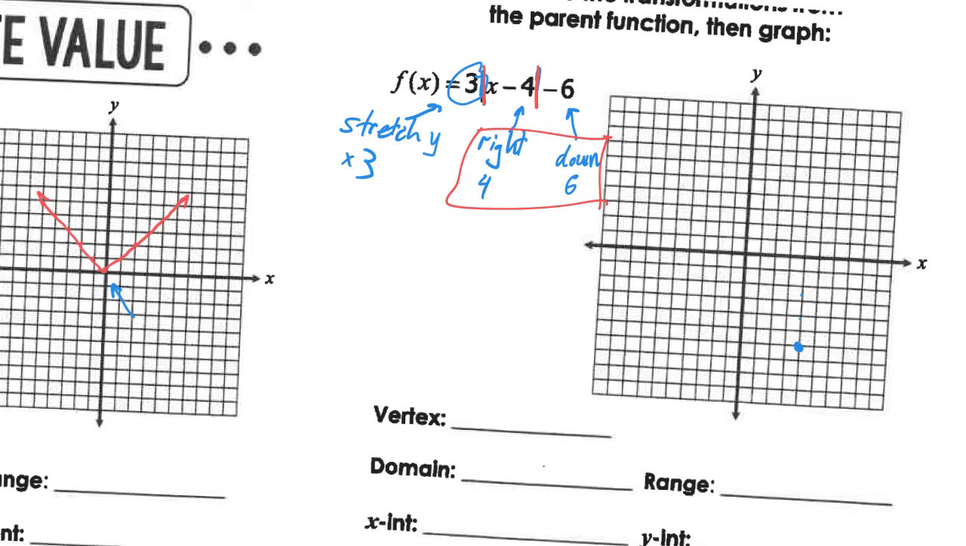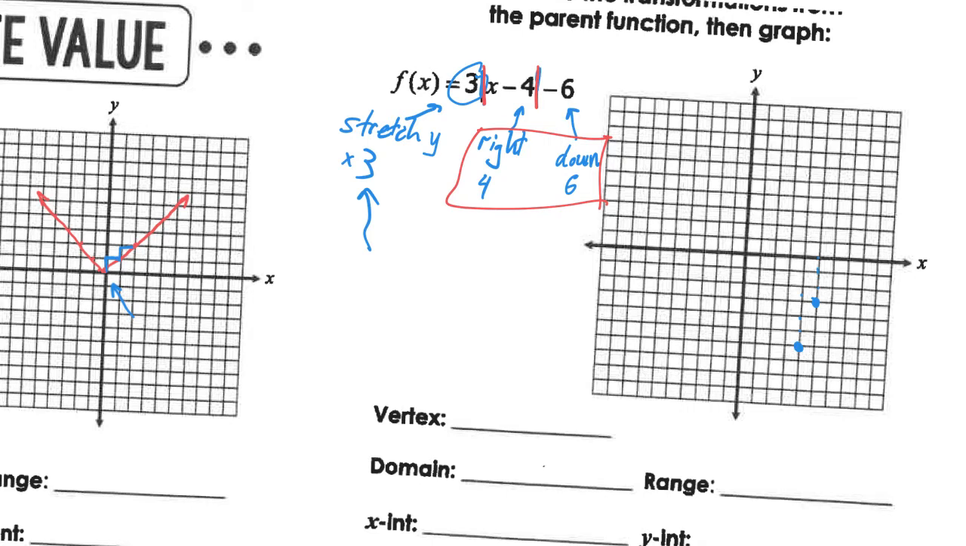Now to get the points, I'd move from the vertex. To get the next point, I would go up 1 and right 1. So I'm looking back at the original function. So up 1, right 1, and then up another 1, right another 1. So from the vertex, now it's not going to go up 1 because of that stretch. Right, it's going to go up 3. 1, 2, 3, and then right 1. Now the x direction is not getting stretched, so it's just to the right 1.